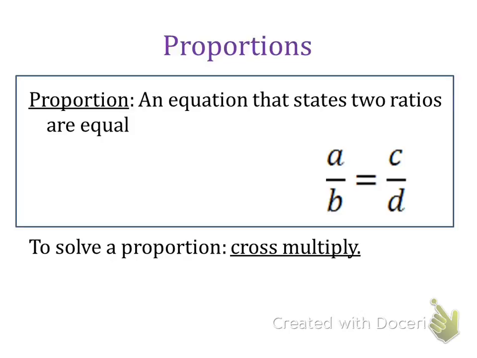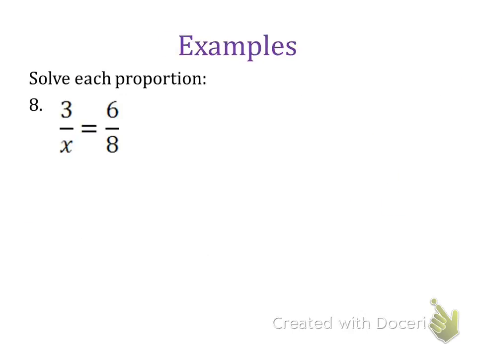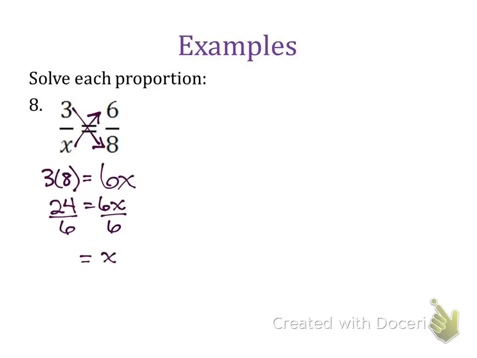So let's go to the first example. 3 to x equals 6 to 8. When I cross multiply, I'm going to take 3 times 8. Some of you may already be able to mentally process that. And then I'm going to get x times 6, but I'm going to write that as 6x. My x will always be written after the number. So yeah, 24 equals 6x. Divide both sides by 6. And we're looking at 4. 4 would be in that x spot.